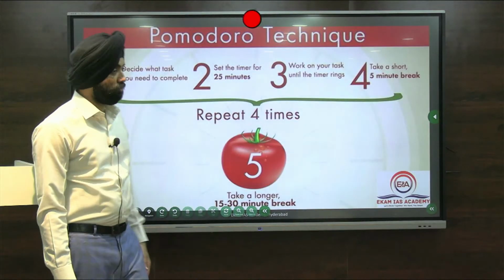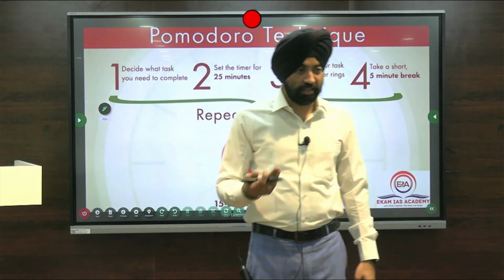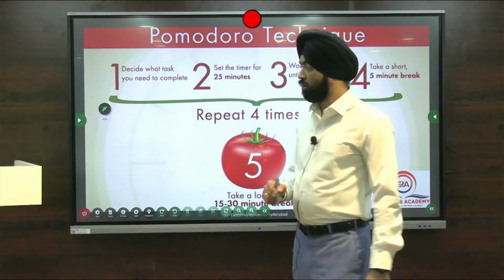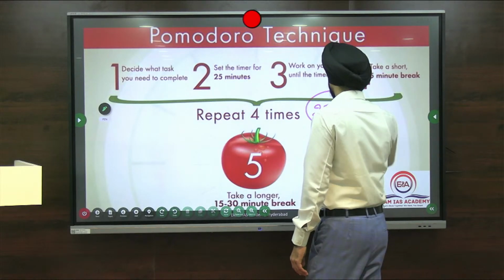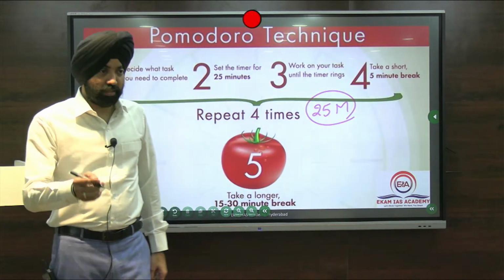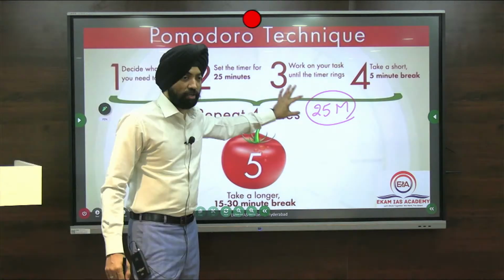This is also one more technique, the Pomodoro technique. I think in a couple of movies this technique has been shown. Whatever your target is, put a stopwatch for 25 minutes without getting up from your chair. Try to complete the task. Even if you are not able to complete, it's okay. 25 minutes without any interruption.